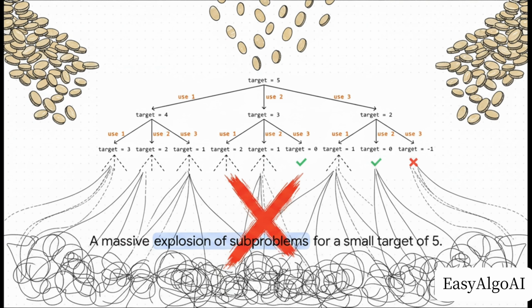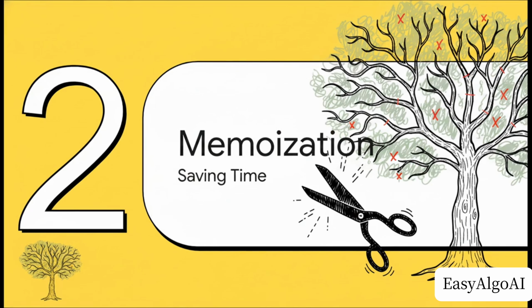If our target hits 0, awesome, we found a valid combination. Those are the green check marks. If it goes negative, marked by the red X, it's an invalid path. But the sheer volume of calculations here is just staggering. If our target was 100 instead of 5, the computer would likely just freeze up entirely. So let's move on to our next section, memoization, and how it saves us a ton of time.